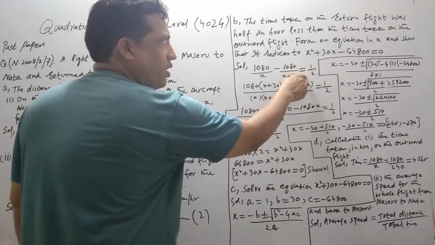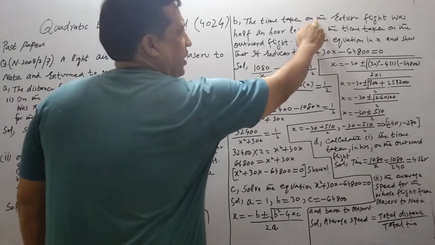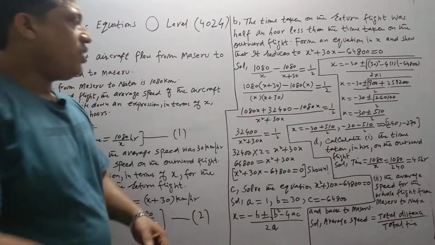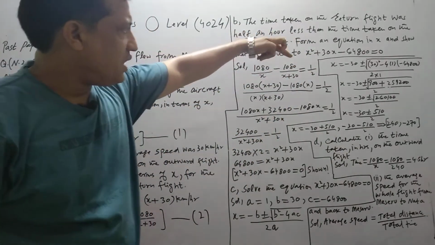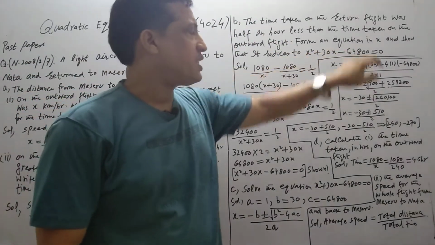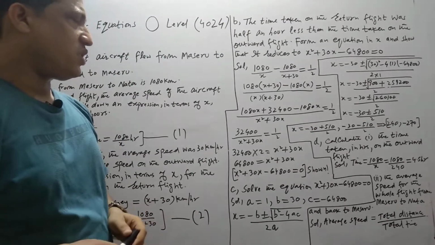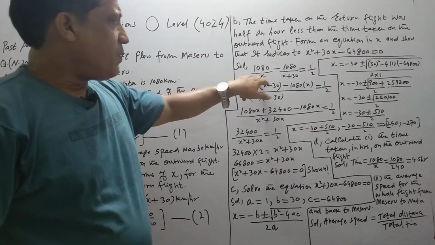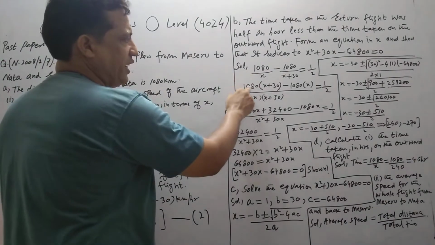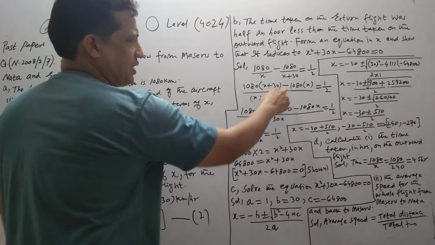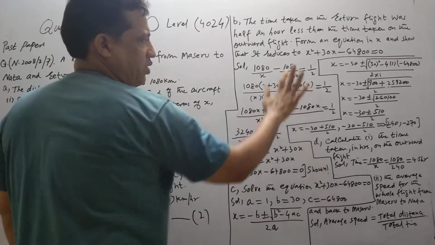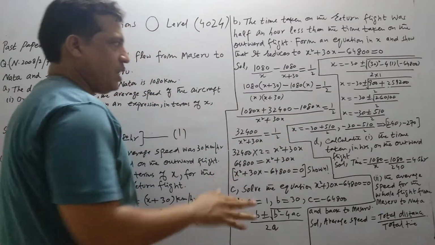Why did we write 1 upon 2 over here? This is given: the return flight was half an hour less. So this is 1 upon 2. Now with the help of this condition we have to make the equation, this quadratic equation x square plus 30x minus 64800 is equal to 0. So take the LCM of x and x plus 30. x cancels x, 1080 multiplied by x plus 30, minus x plus 30 cancels x plus 30, and x is directly multiplied by 1080, is equal to half, same.